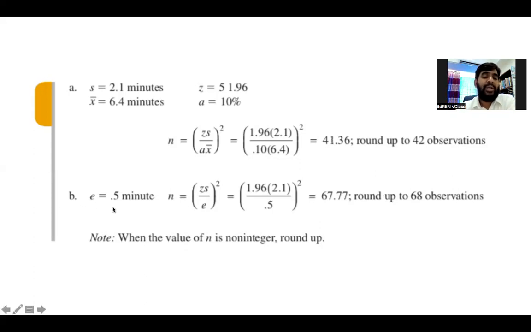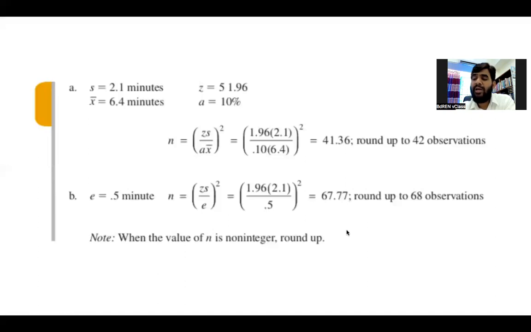And E, if the desired error is 0.5 minutes, then Z 1.96 times 2.1 divided by E, that means 0.5 minutes. If your desired accuracy, desired error, is 0.5, then you have to repeat the job 68 times. Repeat the same job to know the standard time: 68 observations.